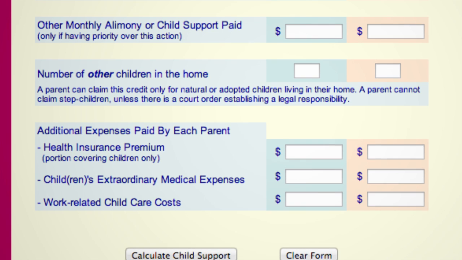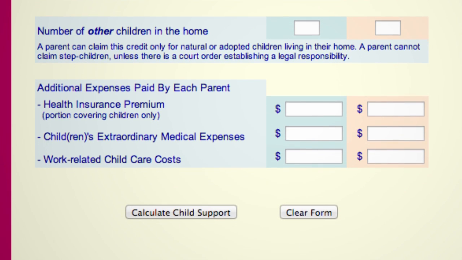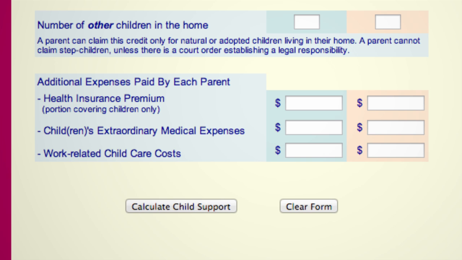Next, you will fill in the number of other children in the home. You will fill in the number of children in your house that are not in the court order. These children must be your natural or adopted children living in your home. If the other parent has additional children that are not in the court order, include this number.